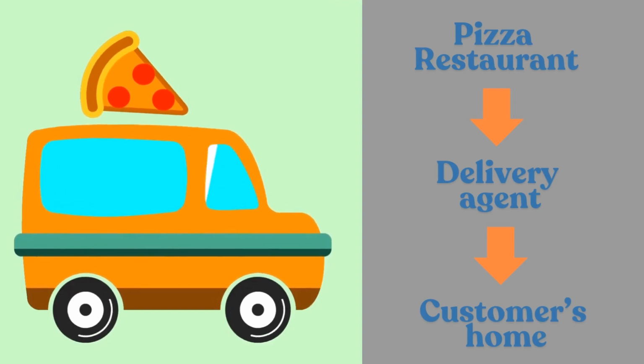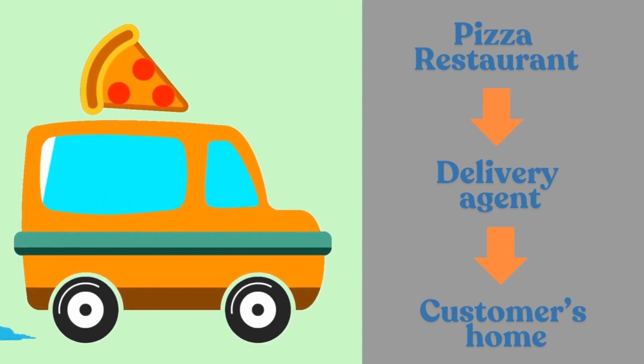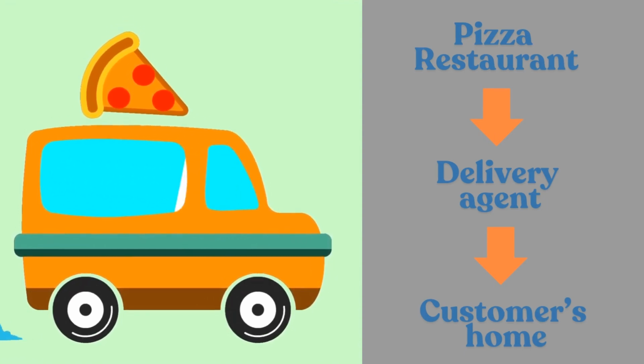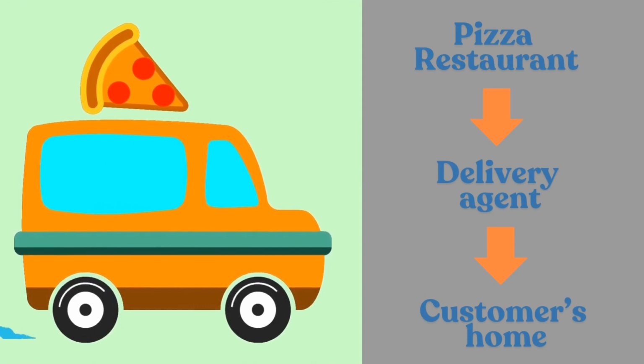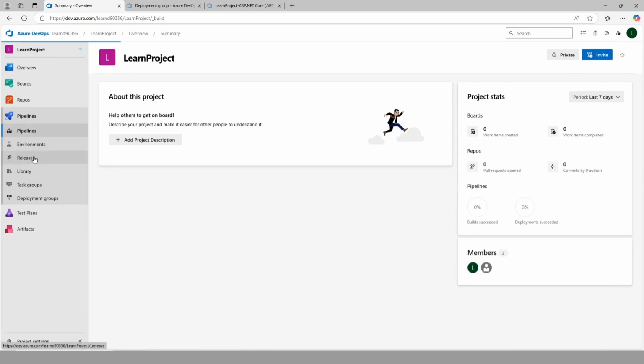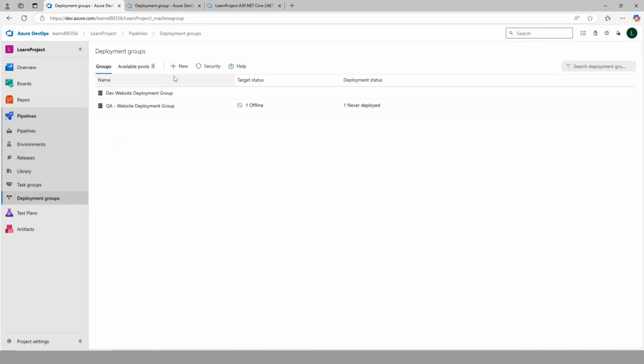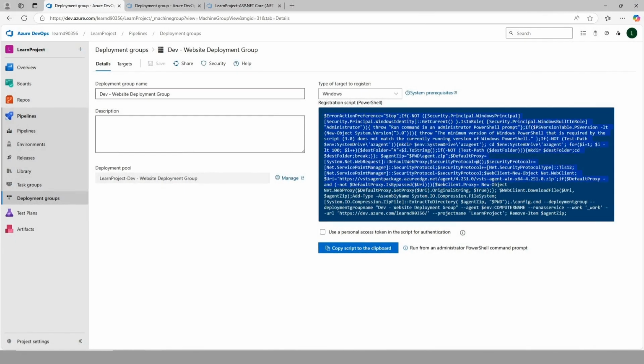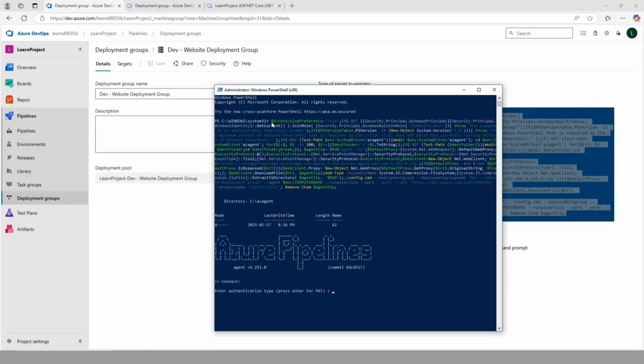Think of a deployment agent as your personal delivery guy. Imagine you ordered a pizza. The restaurant prepares it, but how does it reach your home? Through a delivery agent, right? In Azure DevOps, the deployment agent works just like that. It picks up your application from the pipeline and delivers it to the destination server where it needs to run.